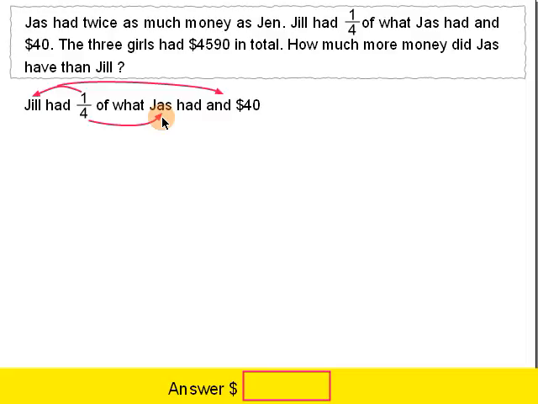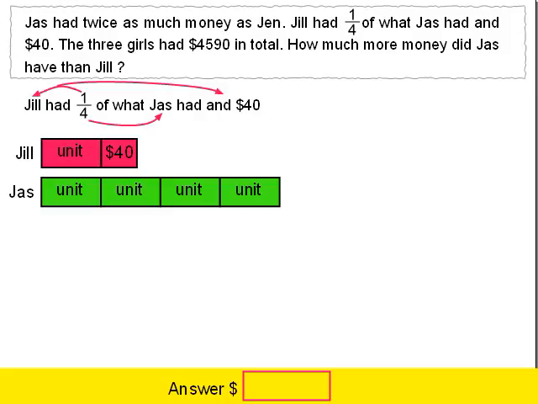And what about Jill? Then Jill would have 1 unit plus $40. So Jill, 1 unit plus $40, and that of Jess, 4 units. Now, what about Jen? The question tells us that Jess had twice as much money as Jen. That means if Jen had 1 unit, Jess would have 2 units.